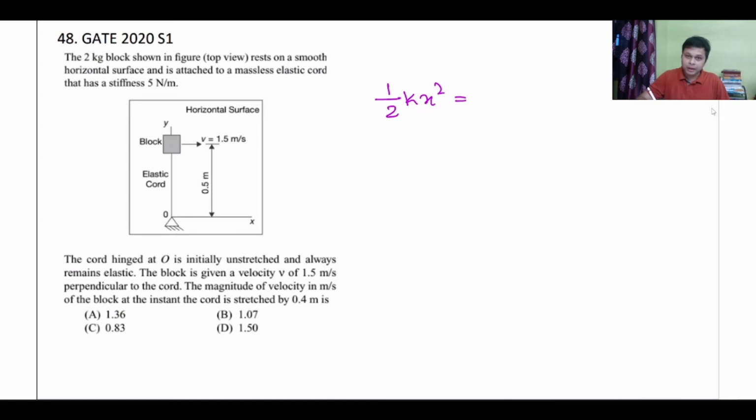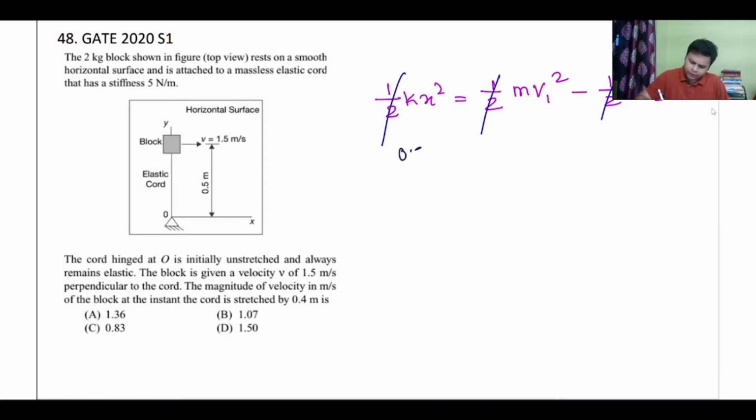So what is the mechanical energy now? What is the mechanical energy? Oh sorry, kinetic energy: half m v1 square, this was the initial kinetic energy, minus half m v2 square, which is the final kinetic energy. So the difference in the kinetic energy is nothing else, it has been stored in the cord as the cord potential energy, as the strain energy. So the half cancels. Let us try to find out.